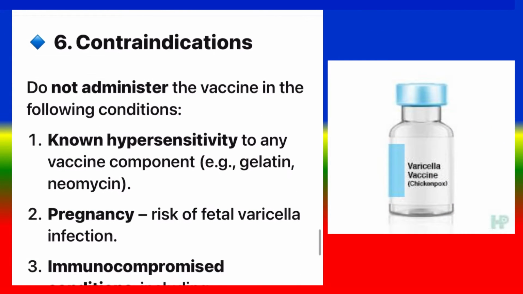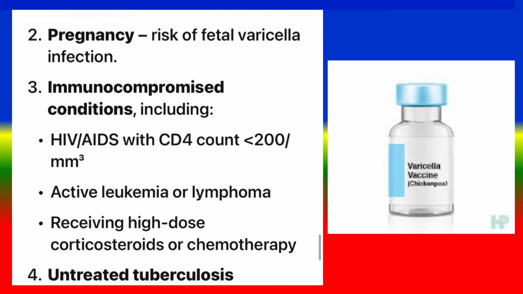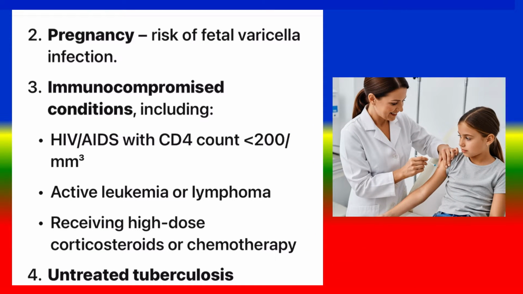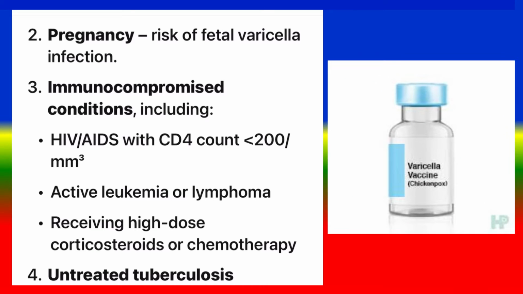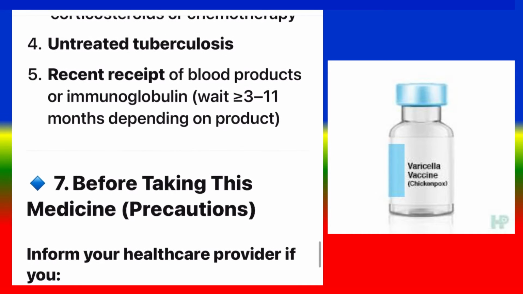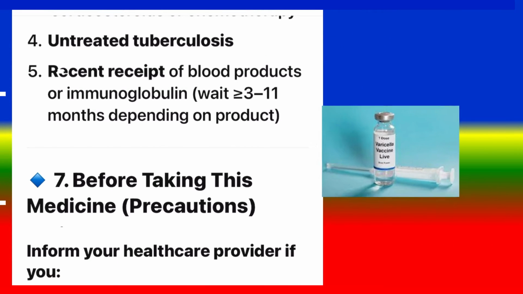6. Contraindications. Do not administer the vaccine in the following conditions. 1. Known hypersensitivity to any vaccine component, e.g. gelatin, neomycin. 2. Pregnancy, due to risk of fetal varicella infection. 3. Immunocompromised conditions, including HIV/AIDS with low CD4 count, active leukemia or lymphoma, receiving high-dose corticosteroids or chemotherapy. 4. Untreated tuberculosis. 5. Recent receipt of blood products or immunoglobulin. Wait 3 to 11 months, depending on product.